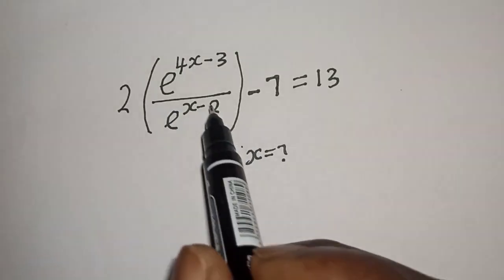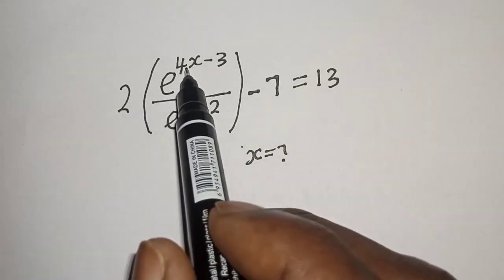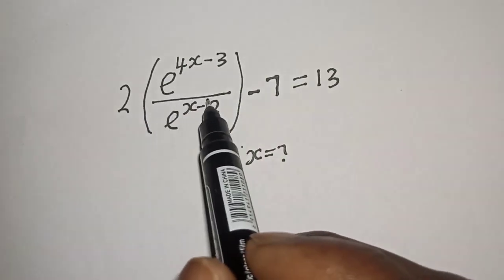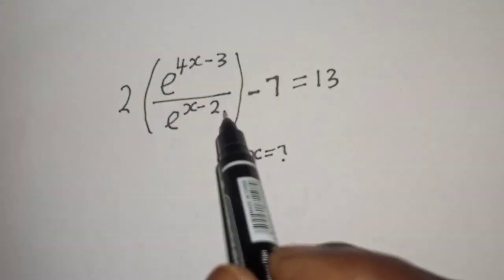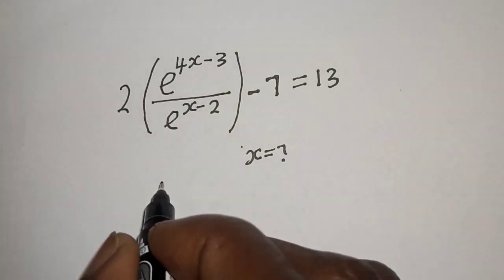We want to find the value of x from this equation: 2 bracket e raised to power 4x minus 3 divided by e raised to power x minus 2 bracket minus 7 is equal to 13. Solution.